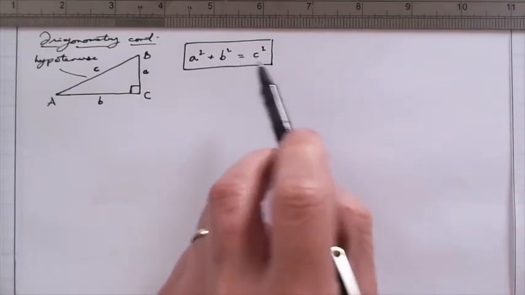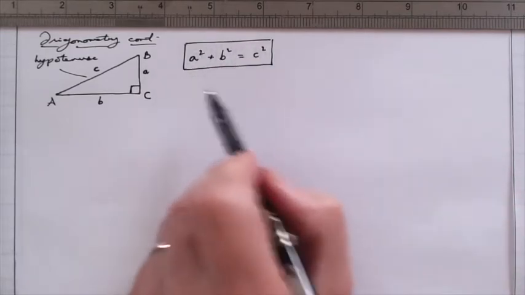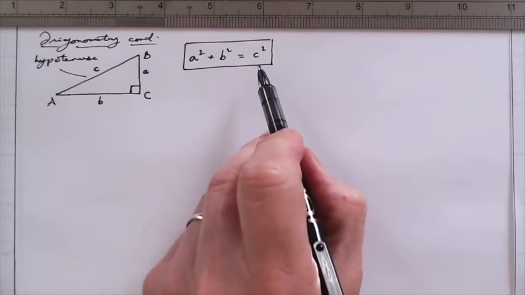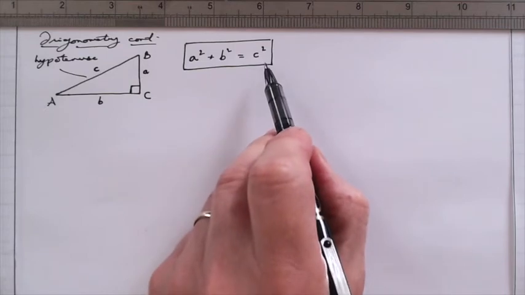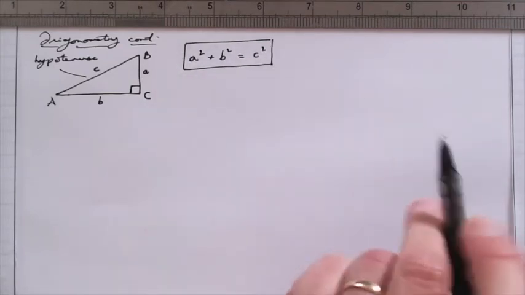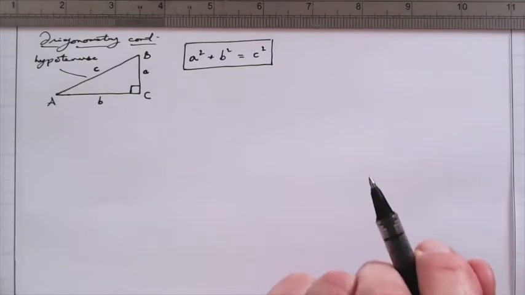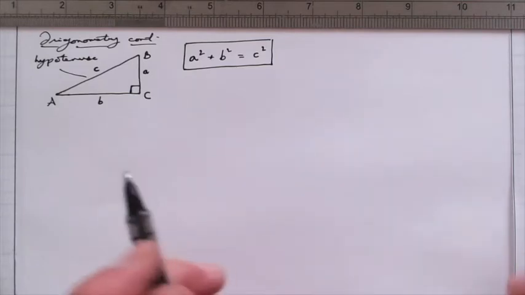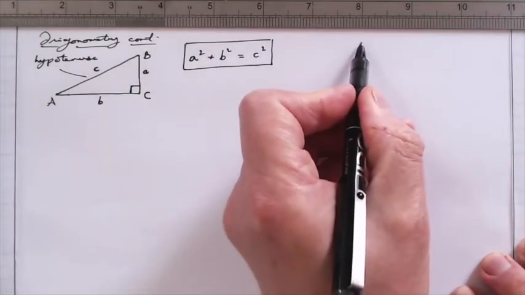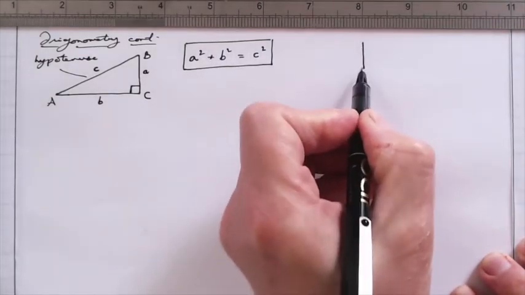There is an extension of this result for any triangle, which we'll come upon in a few tutorials' time, and that's called the cosine rule. But for now, for right-angled triangles, we have this beautiful relationship, Pythagoras' theorem. Let's just give some examples. There's a famous set of numbers that give this relationship.